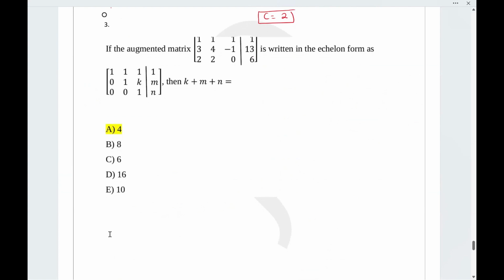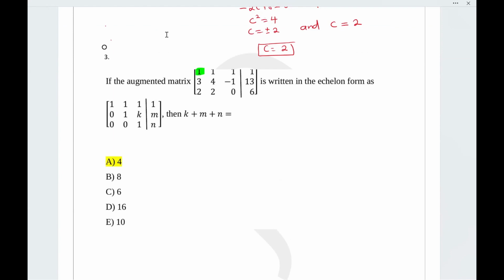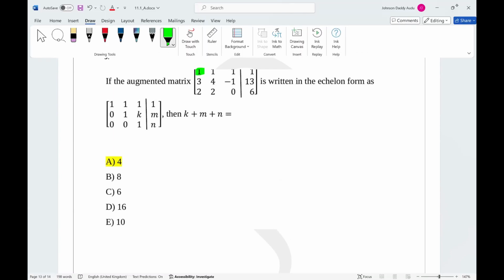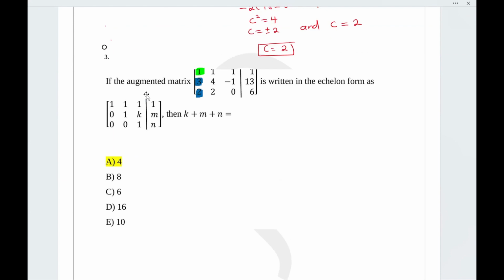Now number 3. Number 3 says that if the augmented matrix is written in echelon form, what it simply means is that you should convert this matrix to echelon form and then get K, M, and N, and then you add. So if you look at this, you will realize that this is 1 here. So this has to go to 0. This has to go to 0, and this also has to go to 0, right?